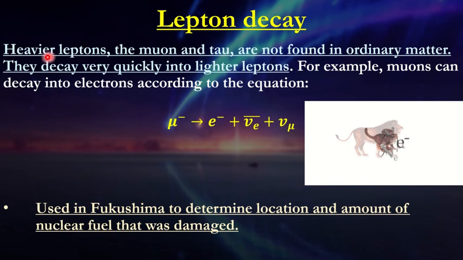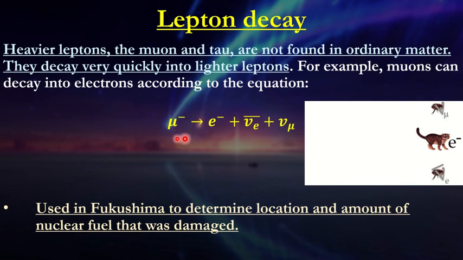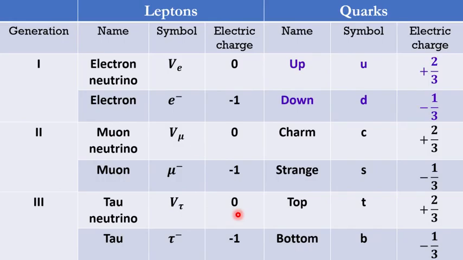So, lepton decay. Heavier leptons tend to decay into smaller leptons or lighter leptons like mu and tau, you can see. Mu is decaying into an electron. In that process, you will get the neutrino version of that lepton to come out. So we have the electron neutrino and then the muon neutrino coming out like that. In an application, they actually use lepton decay, for example, in the Fukushima crisis, to determine the location and amount of nuclear fuel that was damaged. So it does have its applications.